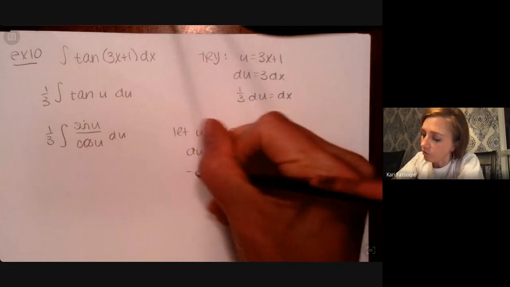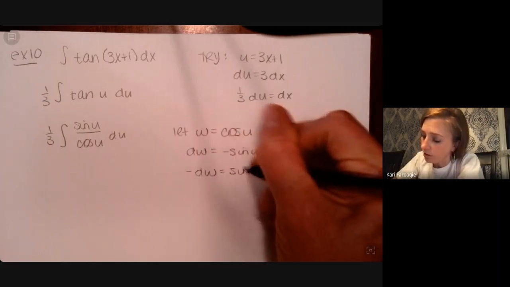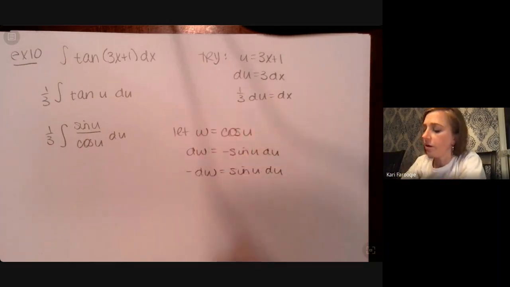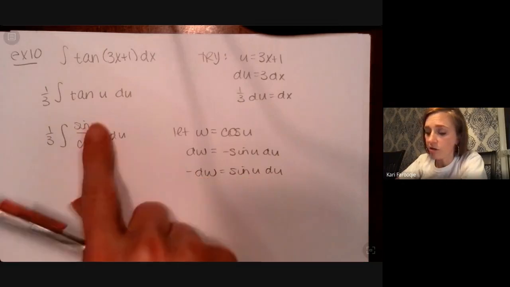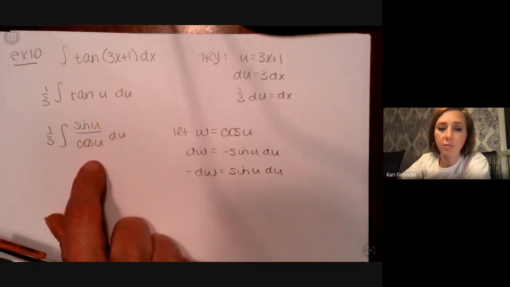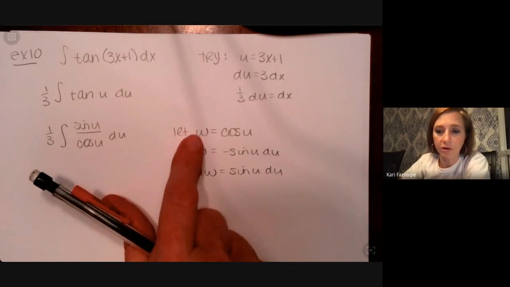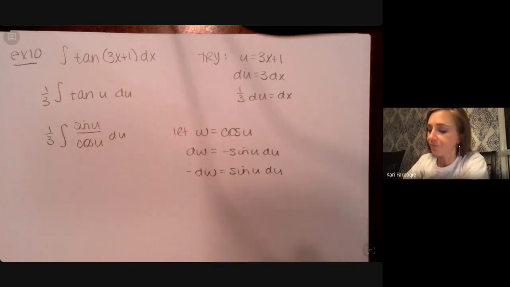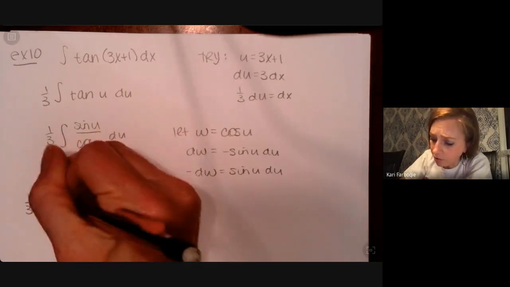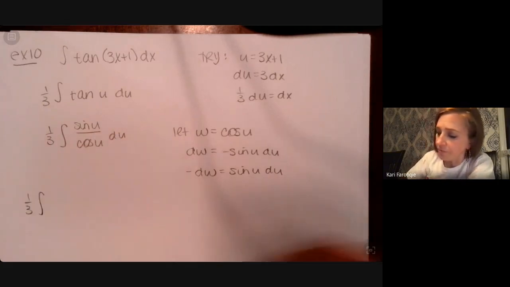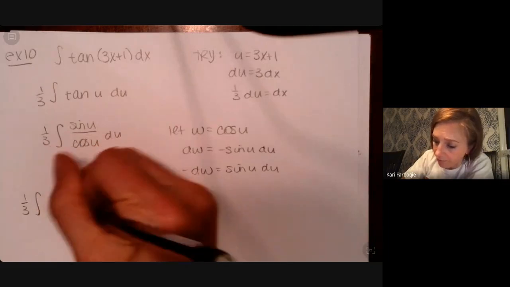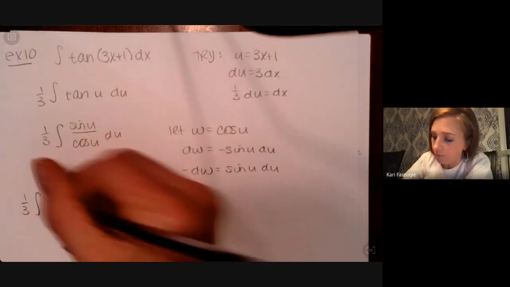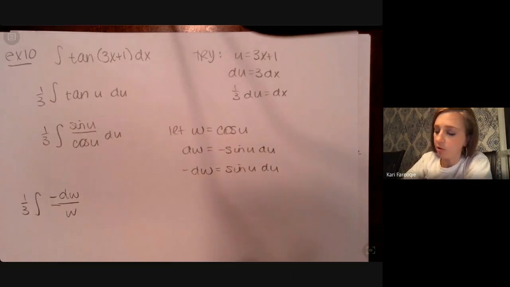But I can get rid of that negative by dividing it out on both sides. And now I can make a second substitution here. So for these tangent problems, turn it into sine over cosine and let your denominator be your other variable that you're subbing out. So now I can write 1/3 times the integral of sine u du, which is negative dw, divided by the cosine u, which I said was w.